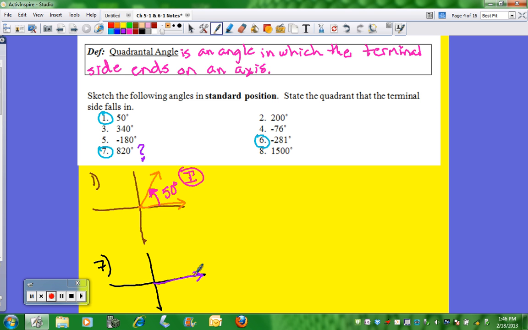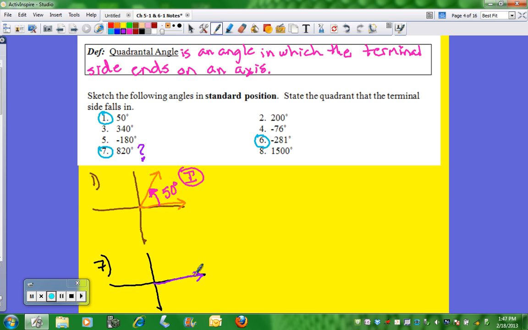There it is. Okay, so if I take 820 and I subtract 360, I'm going to get 460, which means I'm still over one full rotation. Remember, one full rotation is 360 degrees. So if I subtract 360 again, I'm going to get 100 degrees.